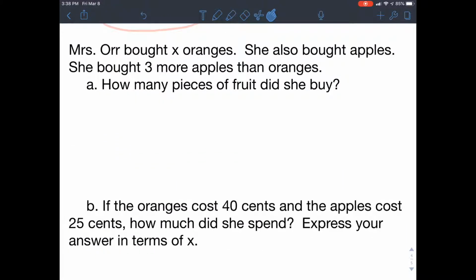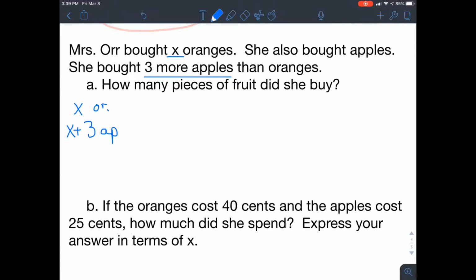Mrs. Orr bought X oranges. Now we're going to see this problem with a variable. She also bought apples. She bought 3 more apples than oranges. How many pieces of fruit did she buy? Again, I'm going to write what I know over here. So I have X oranges. I have 3 more apples than oranges. Well, that means I have X plus 3 apples.